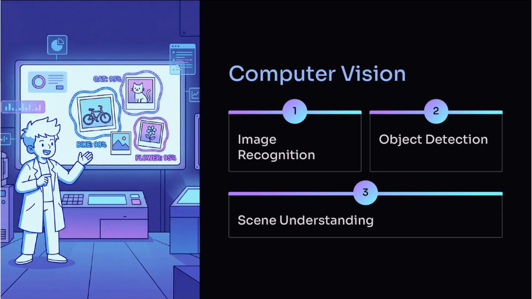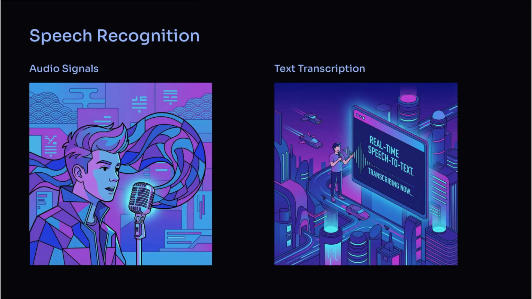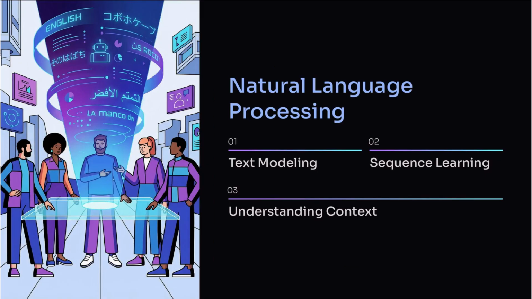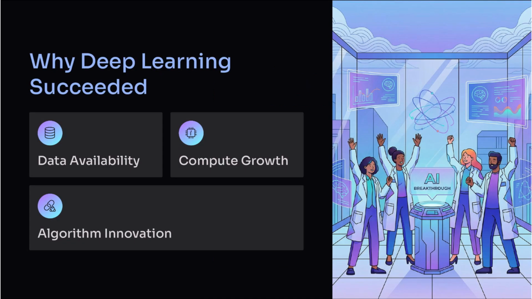In speech recognition, deep learning models process audio signals to transcribe spoken language. Accuracy improvements made voice interfaces practical. In natural language processing, deep learning models handle sequences of text. They learn syntax, semantics, and context statistically rather than symbolically. Deep learning succeeded due to convergence of data, compute, and algorithms. None alone would have been sufficient. Benchmark breakthroughs, such as ImageNet, demonstrated deep learning's superiority in specific tasks. These results shifted research and industry priorities.